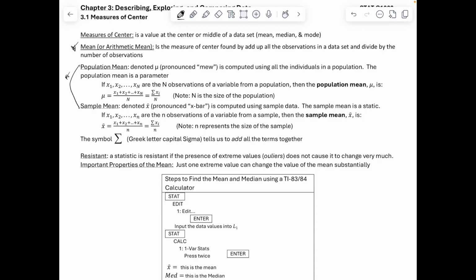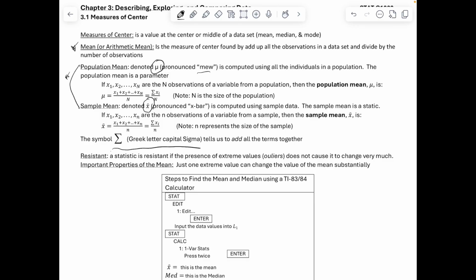And so for population mean, we use the symbol mu. This is a Greek letter, and this is used for the population mean. Remember, the population is all elements that we have within a set. And then we have our sample mean, which is that subset. And for that subset, we're going to use X bar. And so X bar is for our sample. And the symbol sigma tells us to add up all the numbers, and you can see that up above.